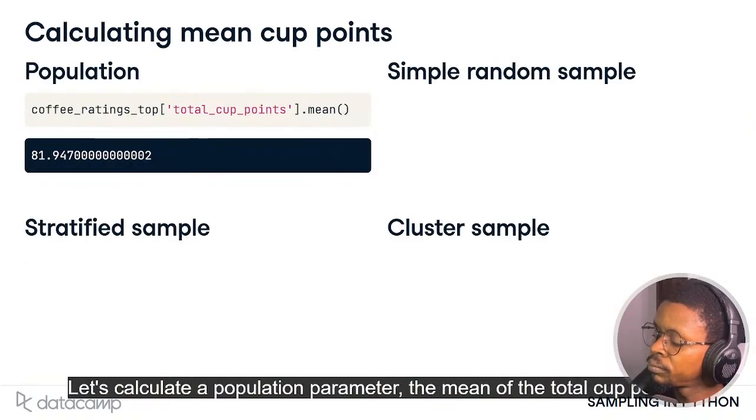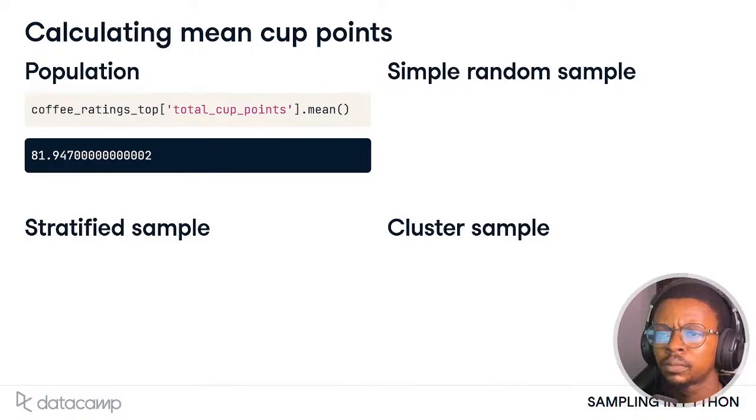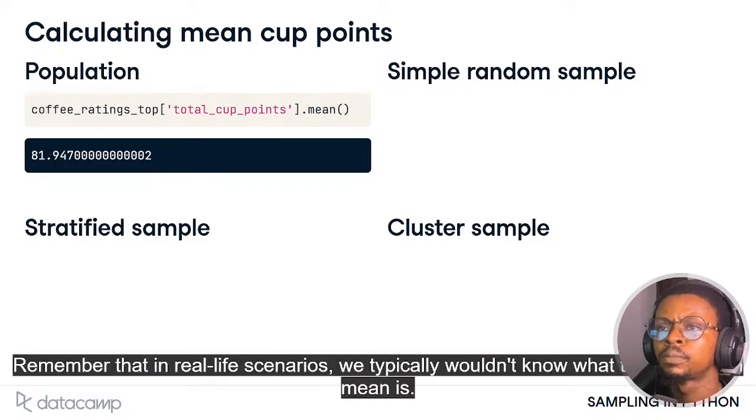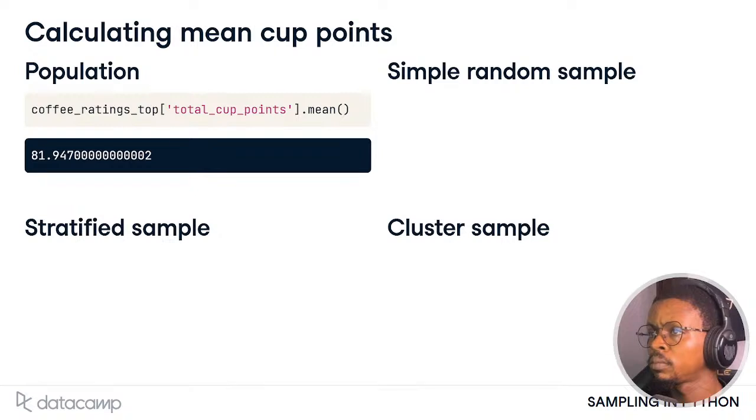Let's calculate a population parameter, the mean of the total cut points. When the population parameter is the mean of a field, it's often called the population mean. Remember that in real-life scenarios, we typically wouldn't know what the population mean is. Since we have it here though, we can use this value of 81.9 as a gold standard to measure against.